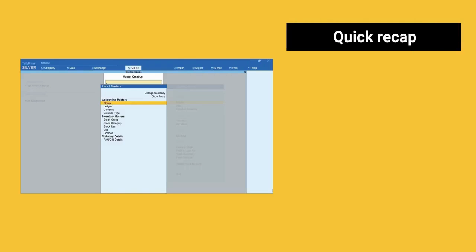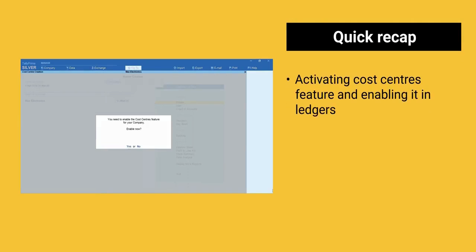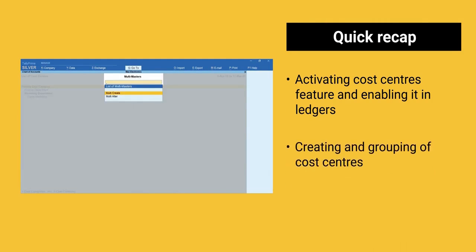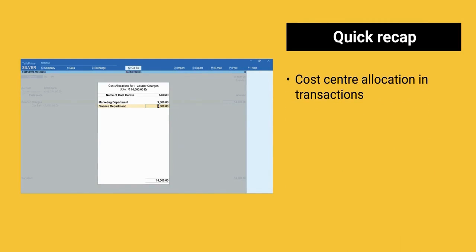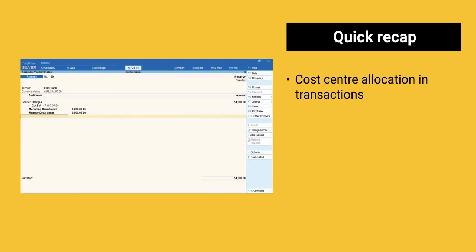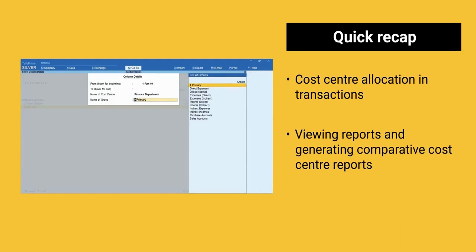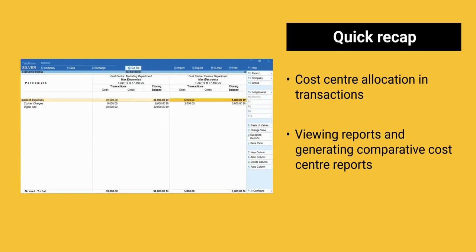Here is a quick recap of things we learned in this session. Activating cost centers feature and enabling it in ledgers. Creating a grouping of cost centers. Cost center allocation in transactions. Viewing reports and generating comparative cost center reports.